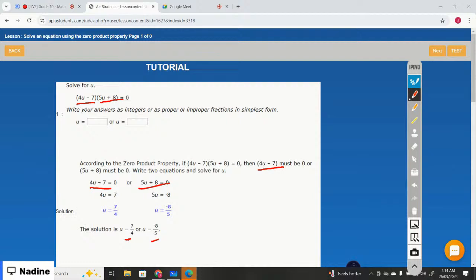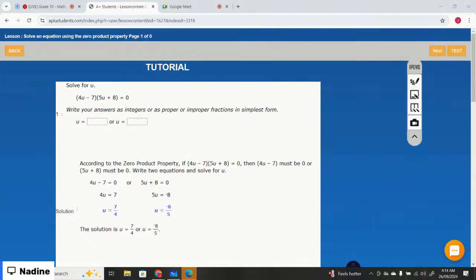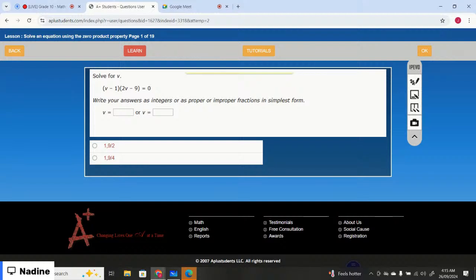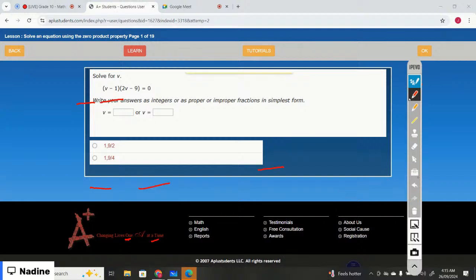Okay, let's start with the test questions. So you have v minus 1 equals 0 and 2v minus 9 equals 0. According to the zero product property, either v minus 1 is 0 or 2v minus 9 is 0, right? So v equals 1 and 2v equals 9, then v equals 9 over 2. So which is the correct option? That's option number 1, that is 1 and 9 over 2.